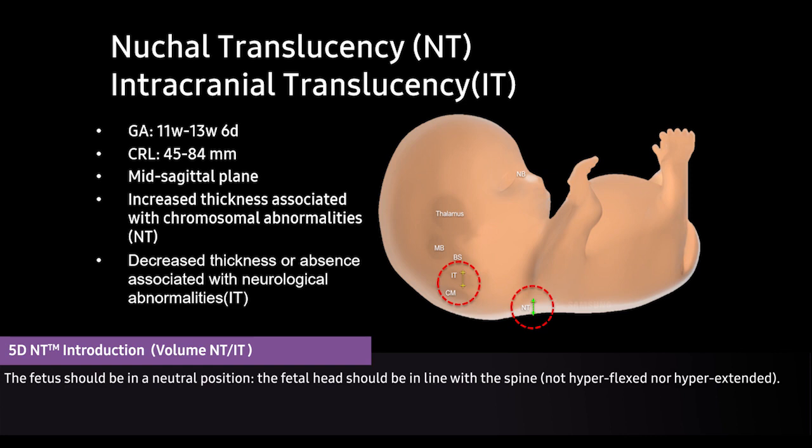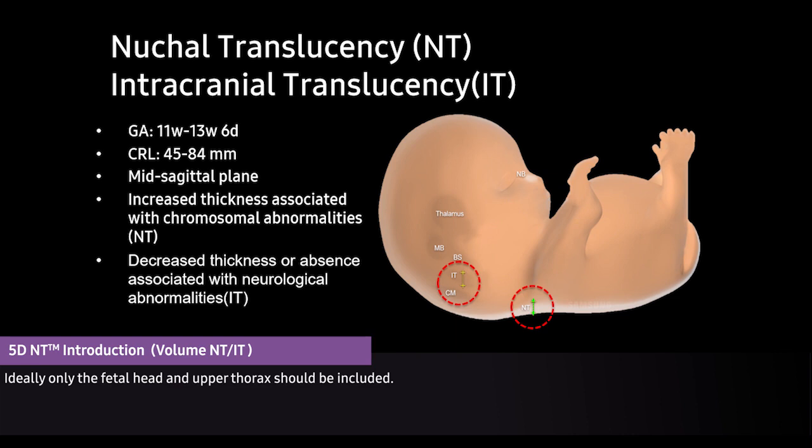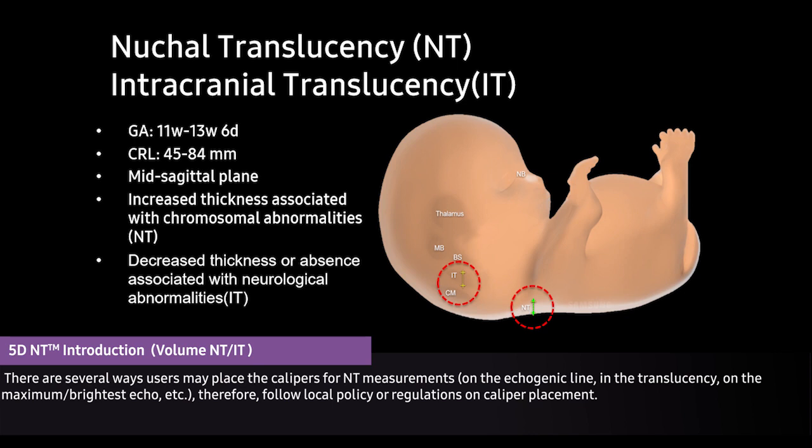The fetus should be in the neutral position. The fetal head should be in line with the spine, not hyperflexed nor hyperextended. Ideally, only the fetal head and upper thorax should be included. There are several ways users may place the calipers for NT measurements: on the echogenic line, in the translucency, on the maximum brightest echo, etc. Therefore, follow local policy or regulations on caliper placement.